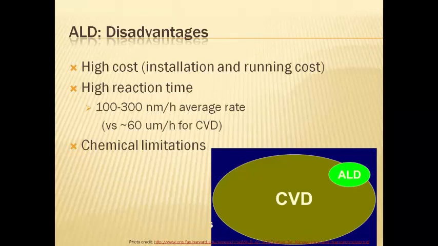The Venn diagram shown here roughly gives an idea about the plethora of materials available for CVD, some of which are also applicable for ALD, while giving ALD an edge only for a handful of materials.